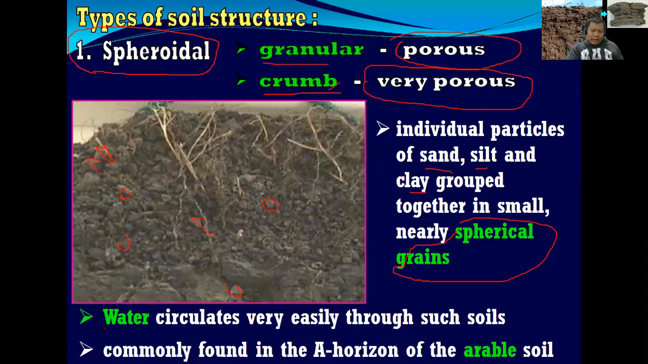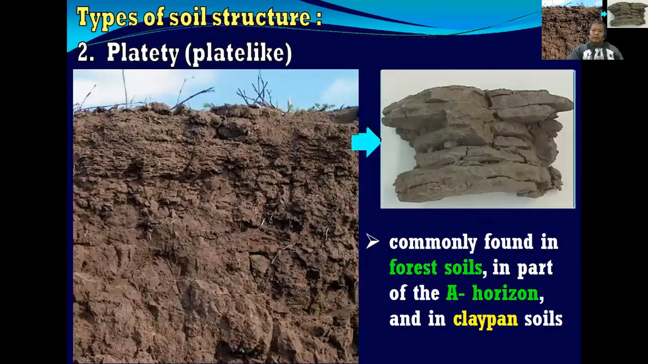So water in a spheroidal circulates very easily through such soils, commonly found in the A horizon or dun sa surface soils of the arable soil or on the plow layer. So arable, itawag na EP horizon. EP horizon sa ating, that is the arable soil. All right. So let's proceed.